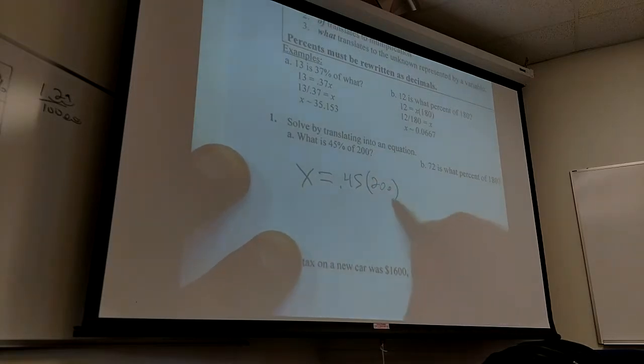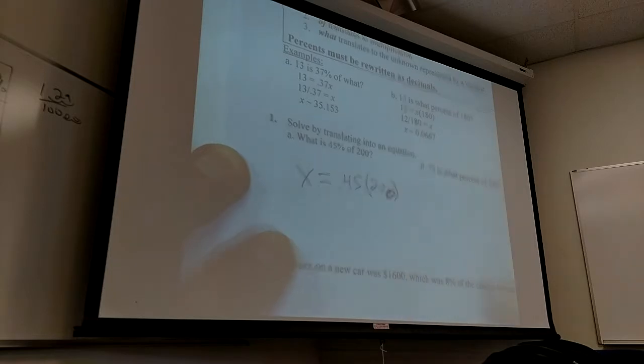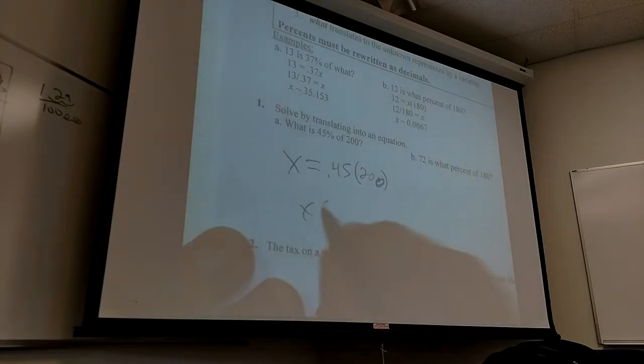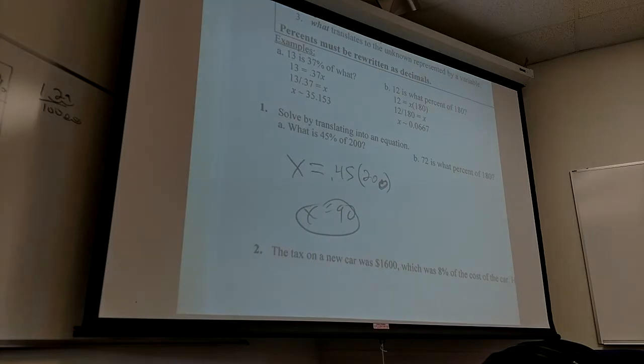Now what's really nice about that one is I don't have to solve. X is already by itself. Well, that kicks ass. Right? So 0.45 times 200 comes out to be what? 90. I like that.